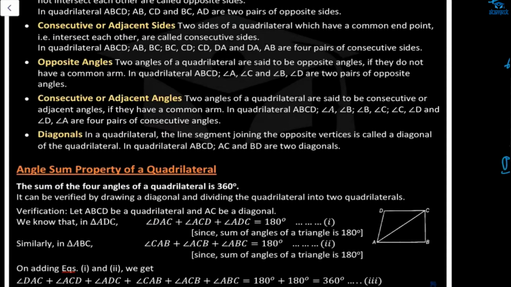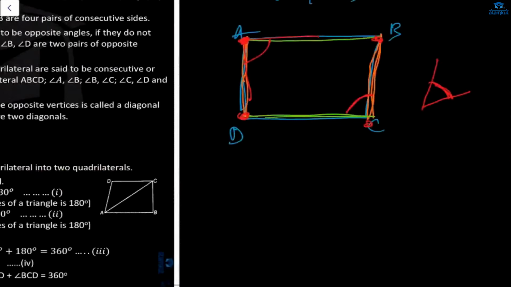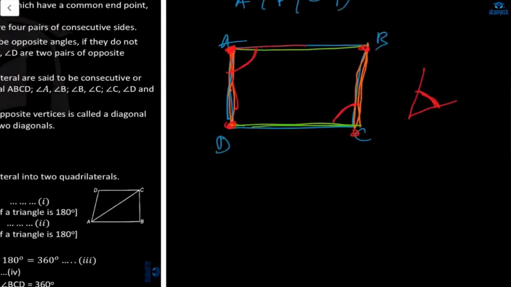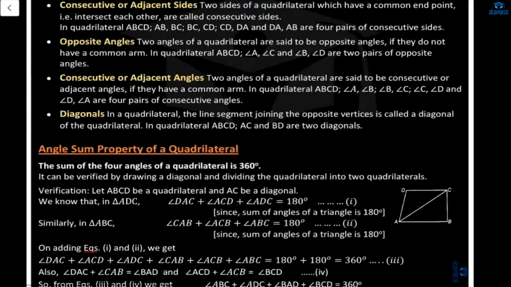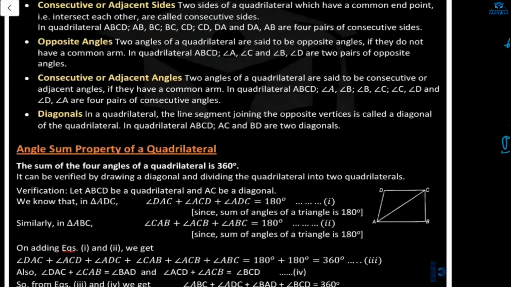For example, in this figure, if you are talking about consecutive angles of angle A, then it is angle D and angle B also, because these two angles have a common arm with angle A. Angle A, angle B; angle B, angle C; angle C, angle D; and angle D, angle A are the four pairs of consecutive angles. In one order we are moving.